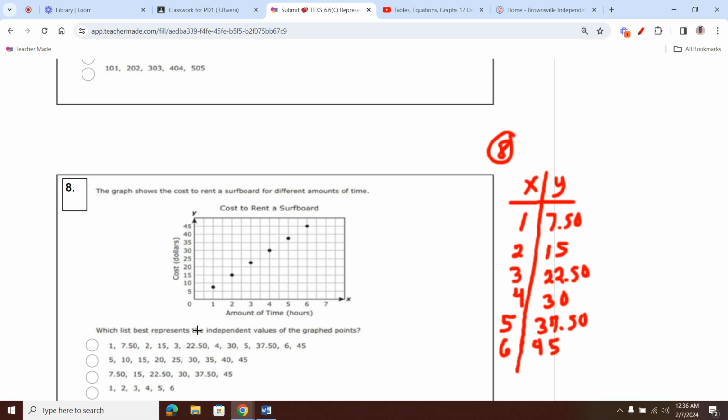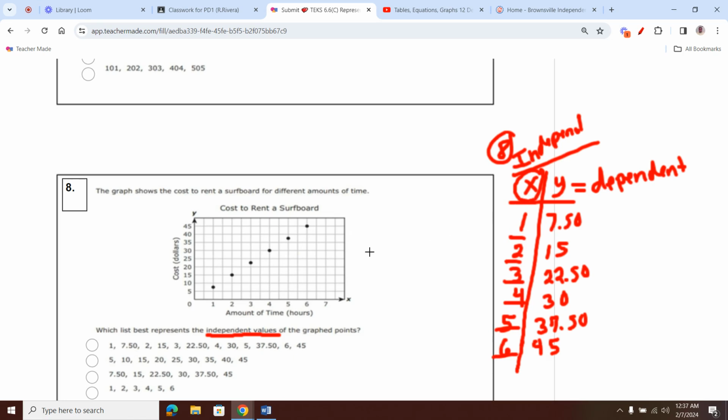Now let me read the question. Which list represents the independent values? So let's go back to your table. Who's independent, X or Y? X is the independent and Y is the dependent. The question was the independent, which means that they want the X. So we have 1, 2, 3, 4, 5, 6. Those are all independent values.